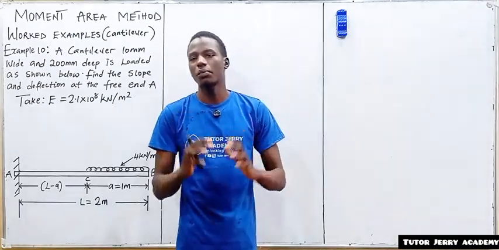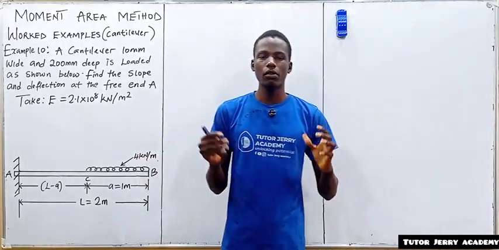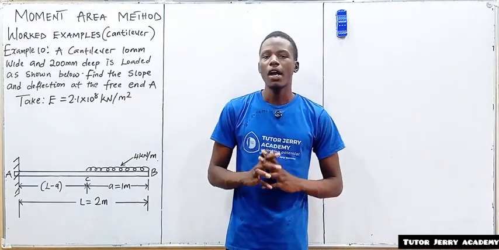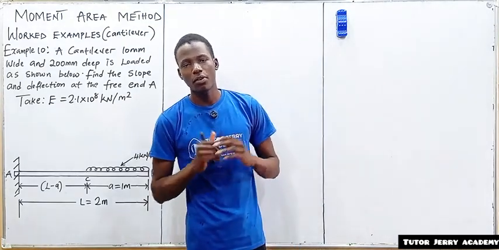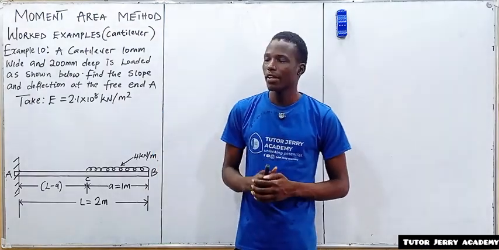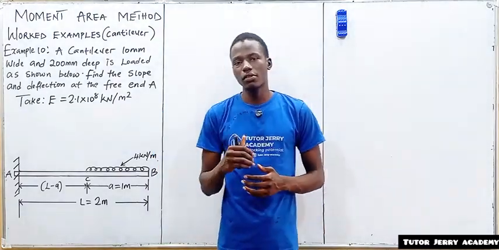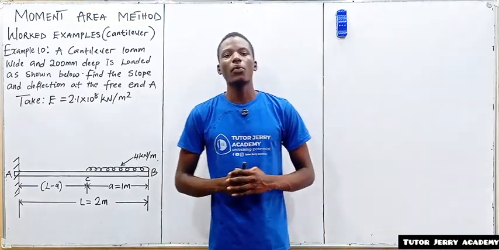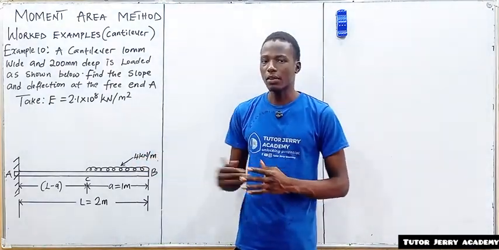Hello and welcome. We are still on the moment area method, and we are looking at some worked examples. The example on the board is example number 10, and we are looking at a cantilever.